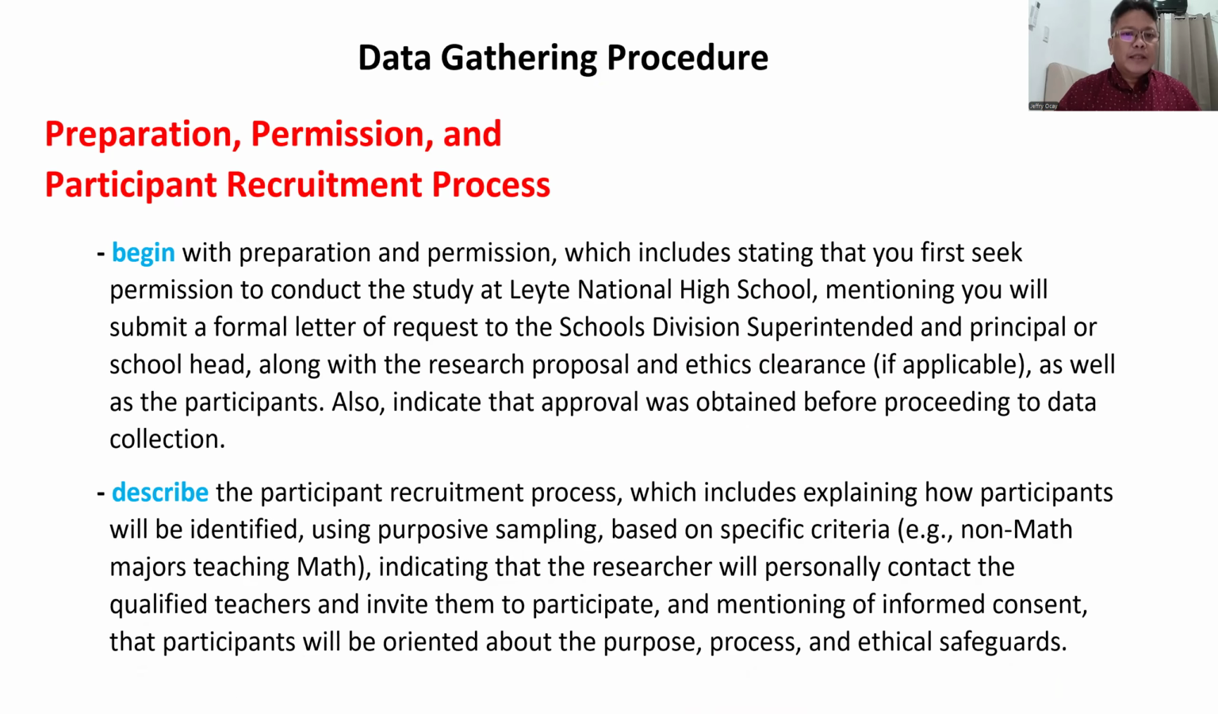And after that, you describe the participant recruitment process, which includes explaining how participants will be identified using purposive sampling based on specific criteria. For example, non-math majors teaching math, indicating that the researcher will personally contact the qualified teachers and invite them to participate. Again, after securing permission from the SDS and the principal or school head. And then mention informed consent, that participants will be oriented about the purpose, process, and ethical safeguards.